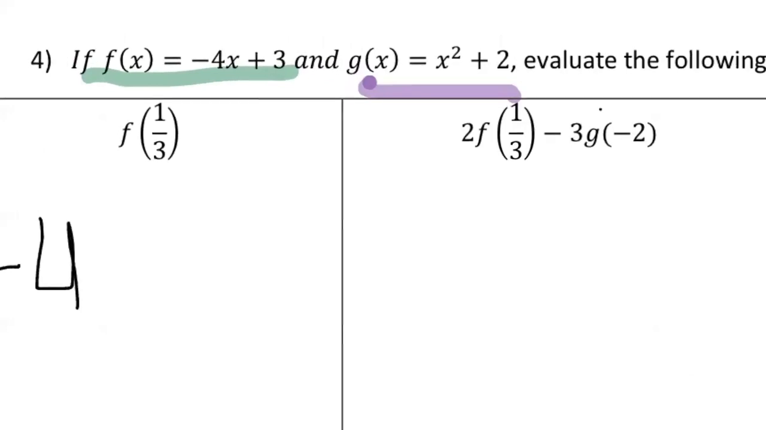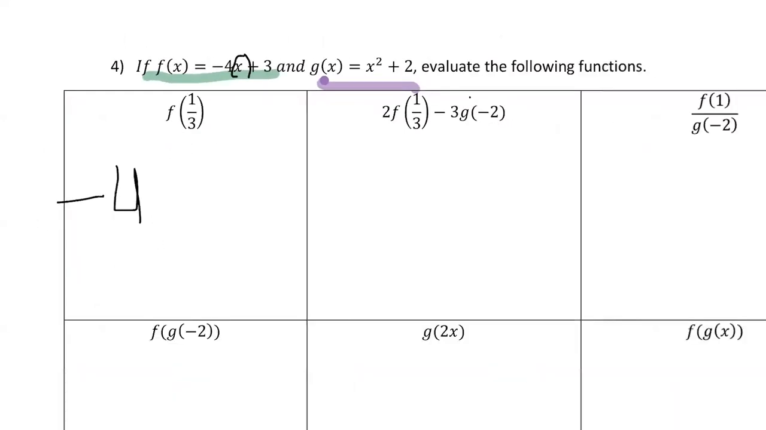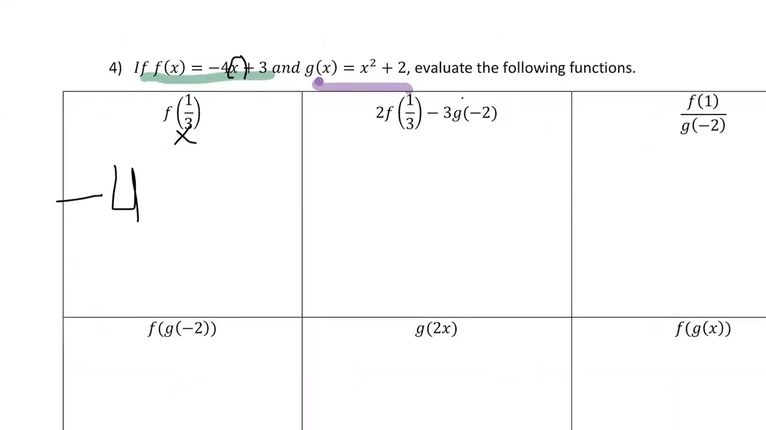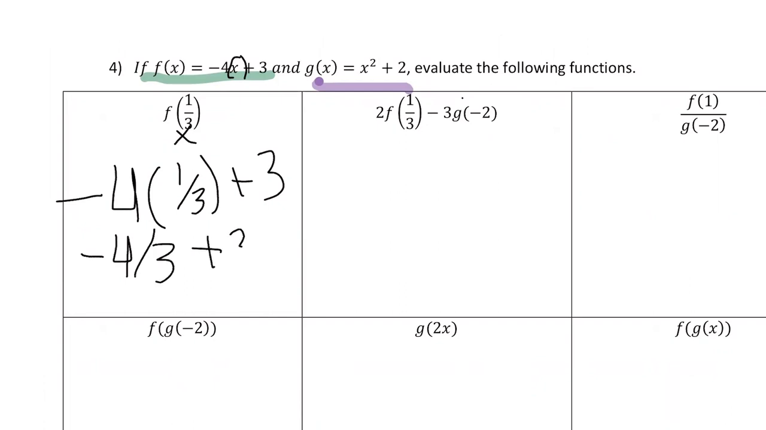When you plug it in, you replace the x with what's inside our parentheses. So instead of negative 4x, we're going to do negative 4 times 1/3, plus 3. If you work this out, multiplying the negative 4 and the 1/3 gives negative 4 thirds, plus 3. Either put this in a calculator, or you could get a common denominator. 3 is really 9/3. So negative 4 plus 9 is 5, and the bottom would be 3.